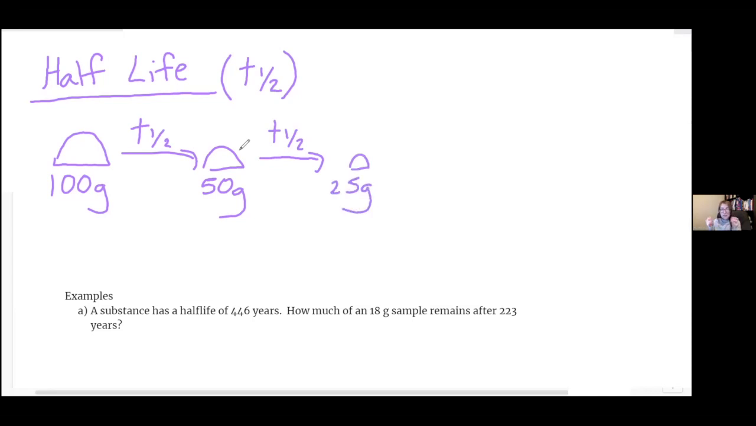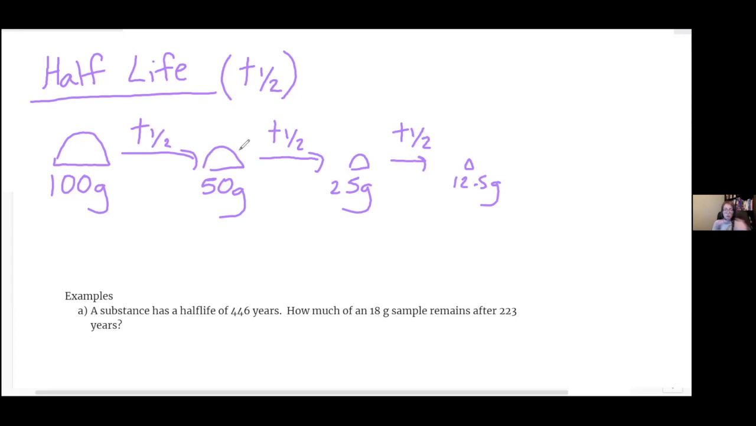You'll see the amount it decreases by changes, but every time a half-life occurs, we end up with half of the substance. So if another half-life happened, whatever that length of time was for the substance, then we'd have 12 and a half grams.